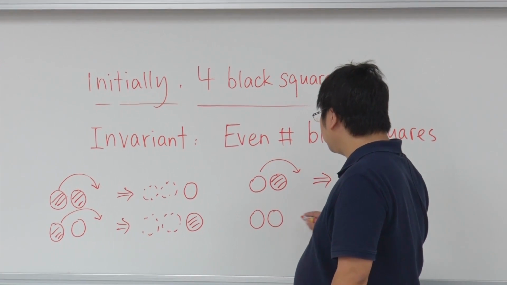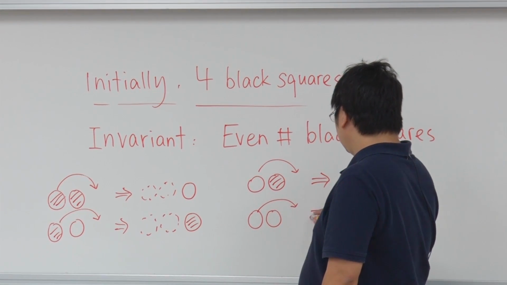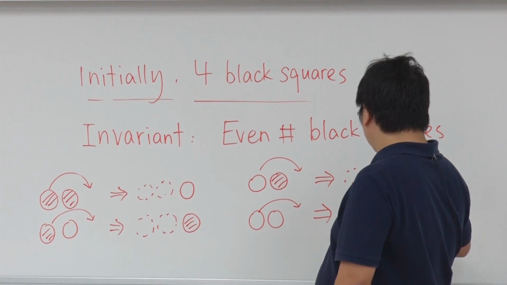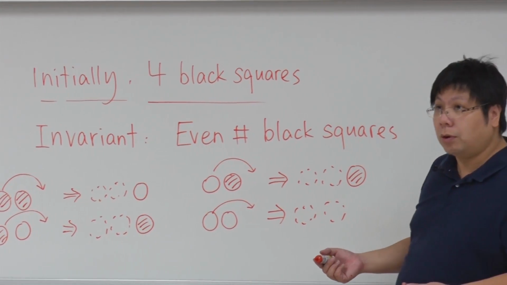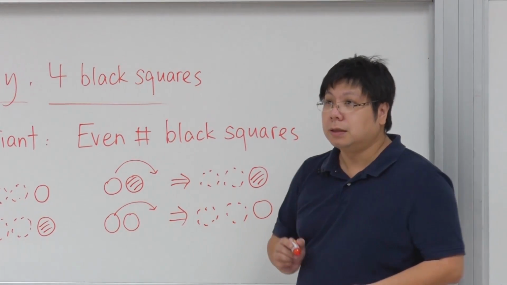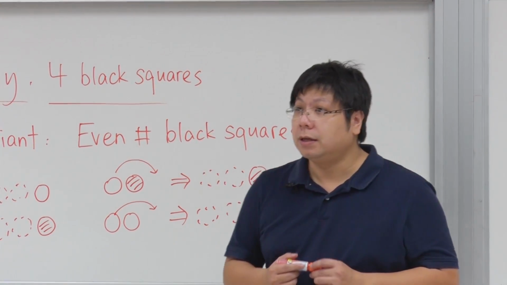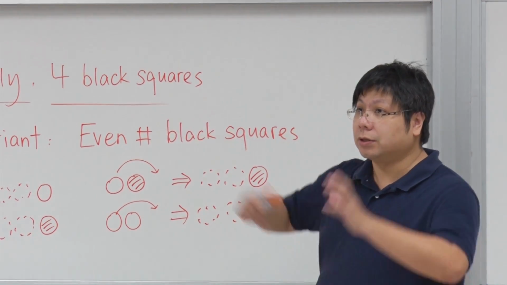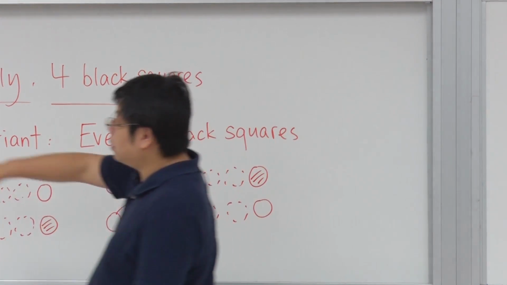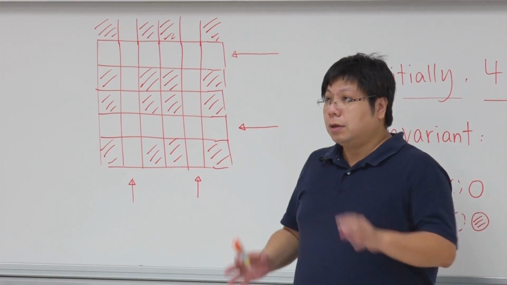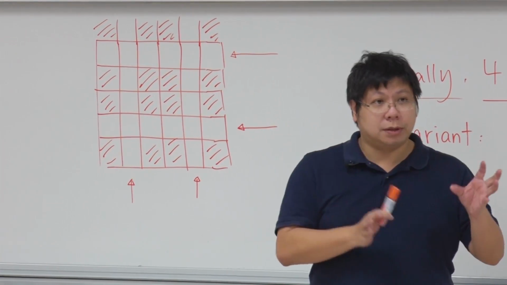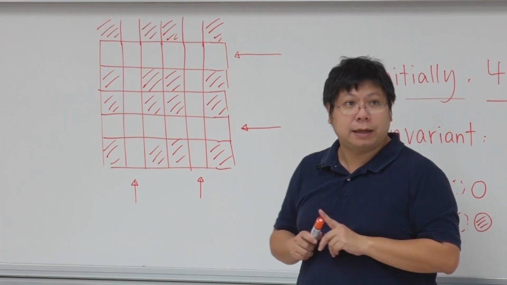And there is one last case. If it is a white, it jumps over a white, then what will happen? So if it's white, white, it means they are in the same column or in the same row, white. So you get a white. So the black doesn't change. Even, even. Okay? So this is the behavior if we color the board like this.